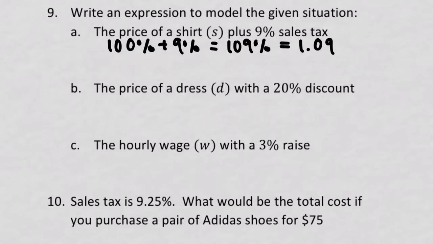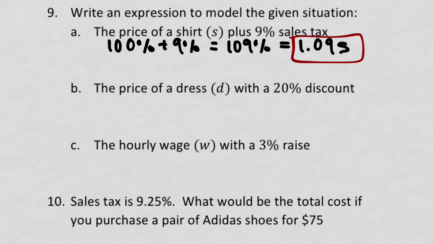Okay? And you need to find the price of a shirt plus 9% sales tax. You found the correct decimal. All you got to do is multiply times the price of a shirt. The price of a shirt is S. So 1.09 S. That's it. That's your final result. Let's try number 2.